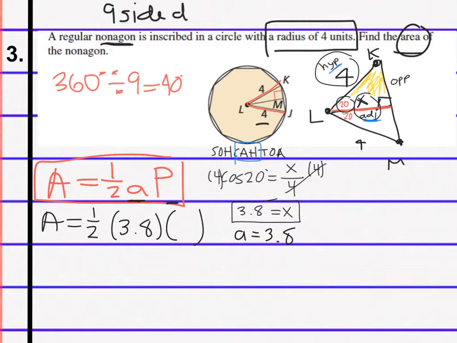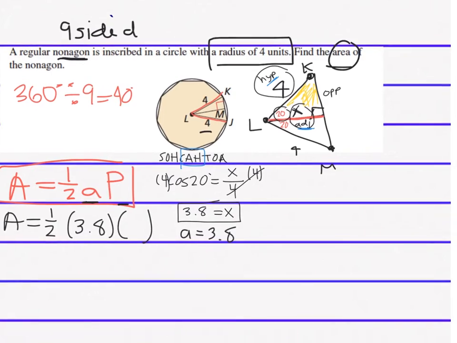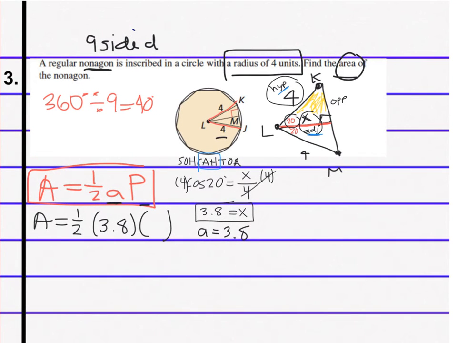Now all I need to do is find my perimeter, and then I can put it in my area formula and find my answer. To find the perimeter of this nonagon, I need the length of one side, and then I can multiply by 9 because it is a regular polygon. They will all be the same length. So if I look back, now I need to find the length of one side.